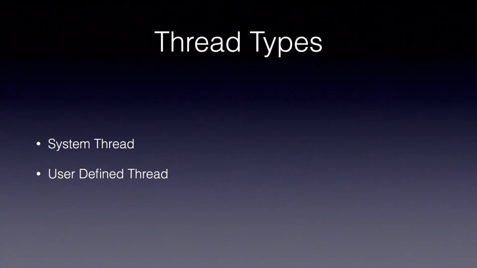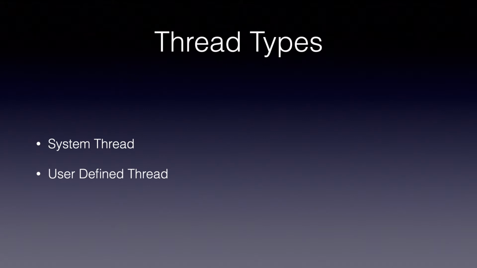In Java, there are two types of threads: a system thread and a user-defined thread. System threads are the threads that we do not interact with directly. For example, when we run any Java program, there are some background threads running, such as the garbage collector that cleans up the memory periodically. As a programmer, we don't directly deal with the garbage collector. The JVM takes care of it, and it's always running in the backend. So the garbage collector is a system thread.